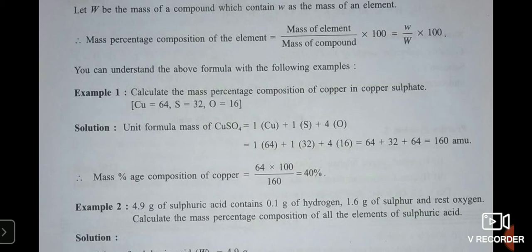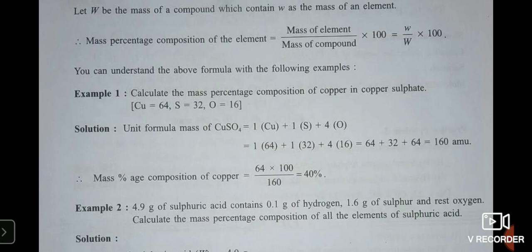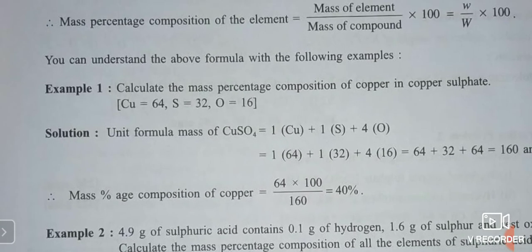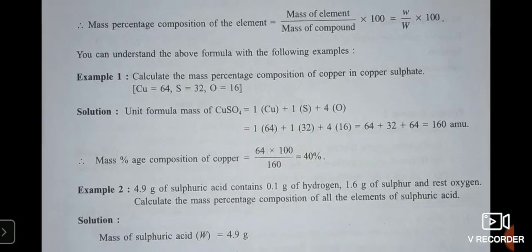Calculate the mass percentage composition of copper in copper sulfate. Now copper is the element whose composition I'm going to find out in copper sulfate. Alright. So unit formula of copper sulfate is 1 into Cu plus 1 into S plus 4 into O. It's the same way we did the earlier question. You will get the formula mass or molecular mass as 160. Now we want to calculate the percentage composition of copper in copper sulfate.